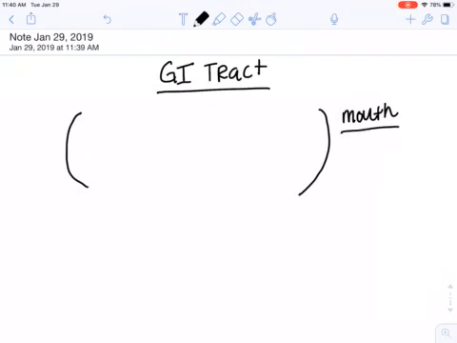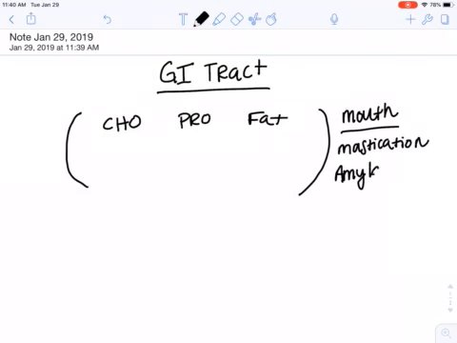Now the mouth is going to have mastication, which is simply chewing your food, breaking it down. And we're going to have carbohydrates in our food, protein in our food, and then fat in our food. Now, when we look at the chemical digestion, we're going to have amylase, and that's the only chemical digestion that's occurring, and that's going to be taking carbohydrates down to glucose. So here is the first enzyme, amylase, that works on carbohydrates in the mouth. That's basically the gist here.